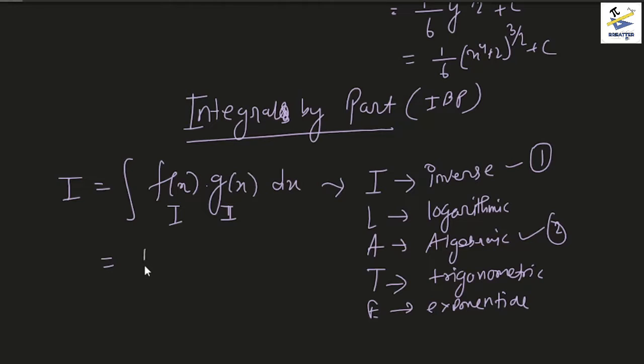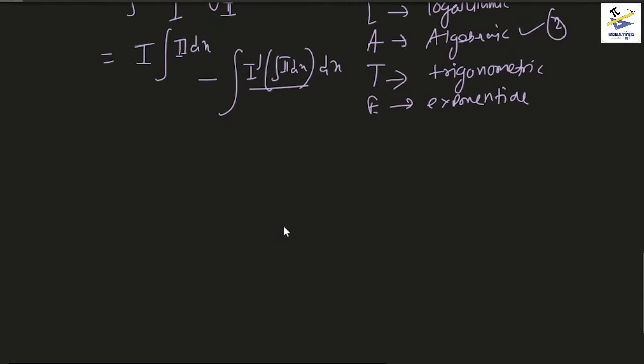Then what it gives you is function 1 directly comes out into integral of function 2 dx minus integral of derivative of function 1 into integral of function 2 dx, and the integration of this whole. So this is how it works. You take the first function and you multiply it by the integral of the second, and you subtract from it the integral of derivative of the first function into integral of the second function. So let us take some examples so as to understand how this works.